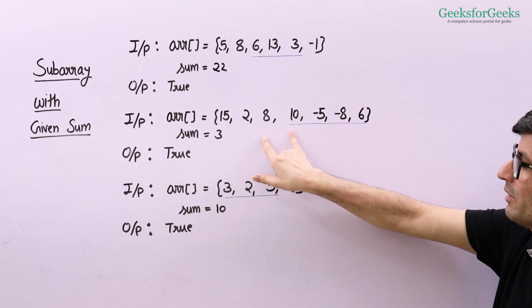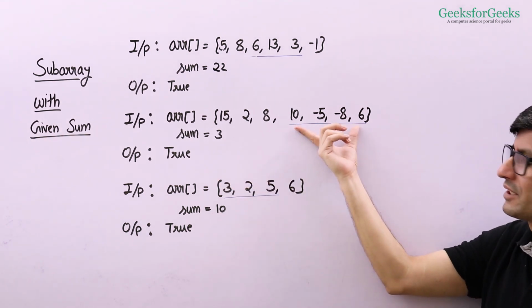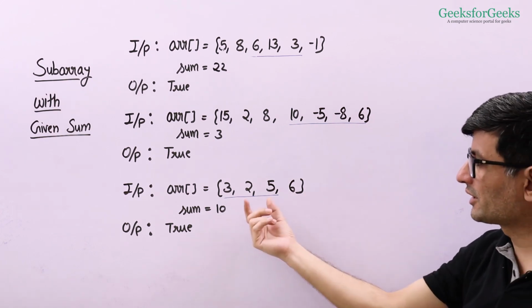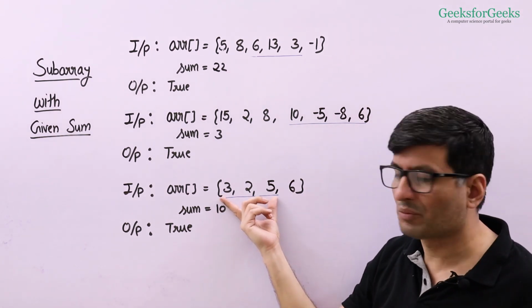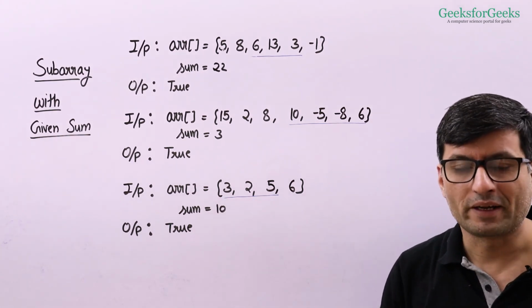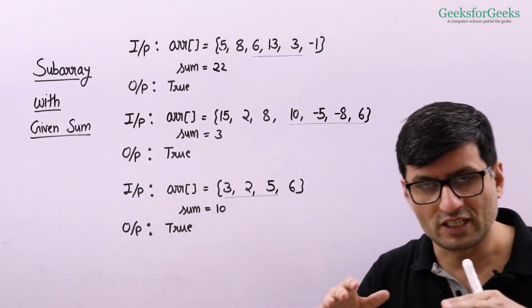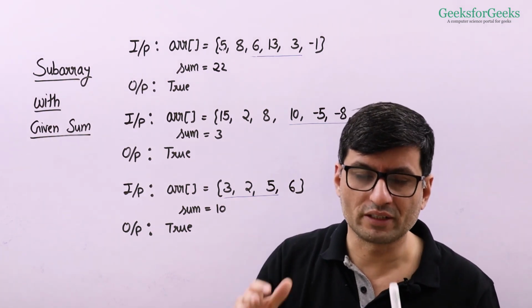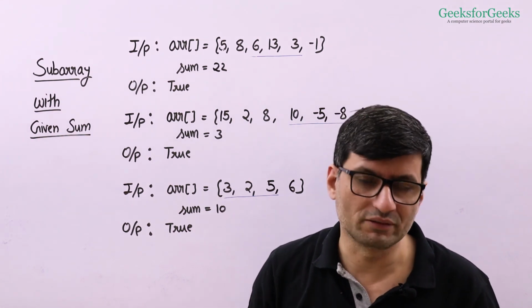Now let's see this example. We have sum as 3 and we have a sub-array with sum 3. In this example, we have sum as 10 and our output is true because we have a sub-array with sum 10. Now please pause this video and try to write down first a naive method to find if there is a sub-array with the given sum.